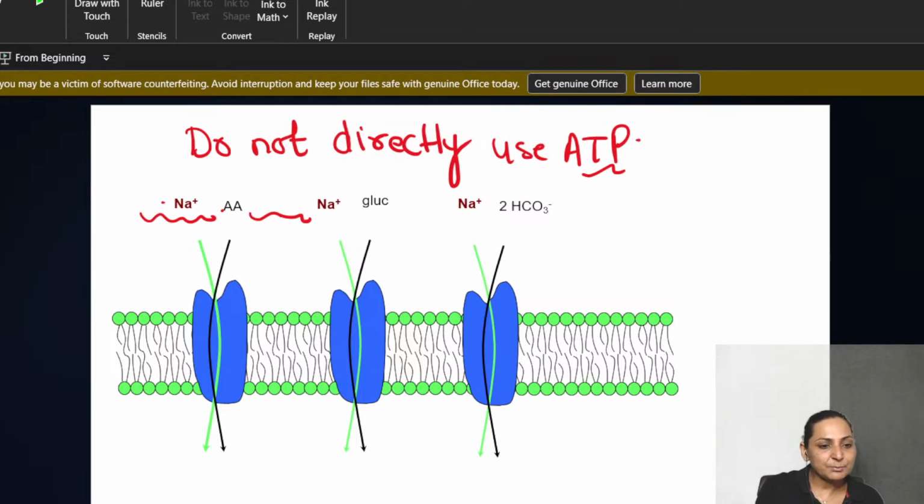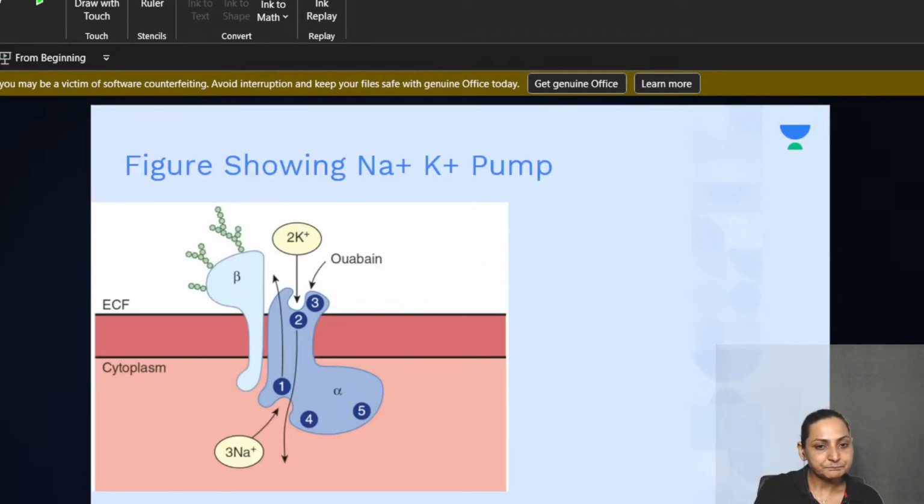Then the next important one: there was also once a figure related to the sodium potassium pump, where you were asked the binding sites.